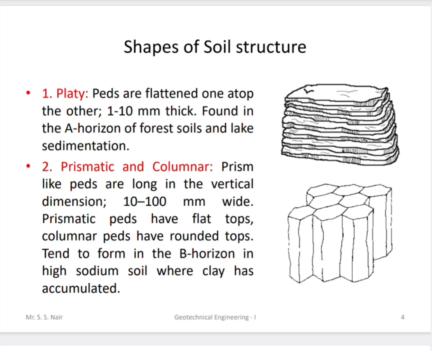Next one is prismatic and columnar. Prism-like peds are long in the vertical dimension. Here you can see 10 mm wide to 100 mm wide. Prismatic peds have a flattened top, columnar peds have a round top, and tend to form in the B horizon in soils containing sodium, where clay has accumulated.